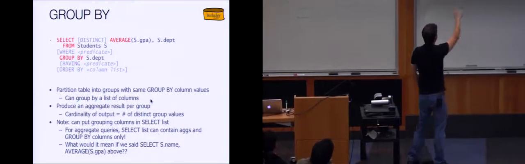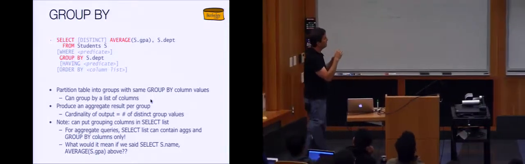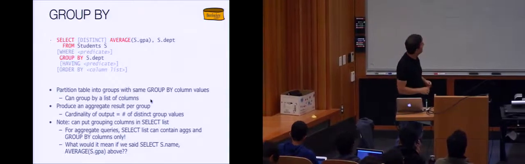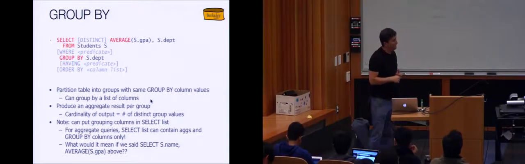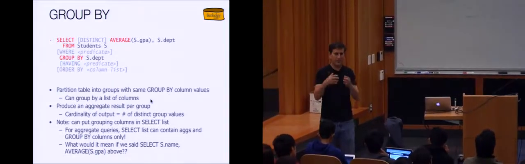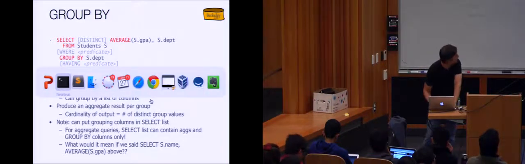Okay. So, the general idea, you partition the table into groups. Each group has the same group by column values. You can group by a list of columns. So we could also say group by s.department, s.name, and then you'd get all the Bill Gates in the CS department grouped together, and the other people in the CS department would get different groups, right? So, for example, let's just do that.